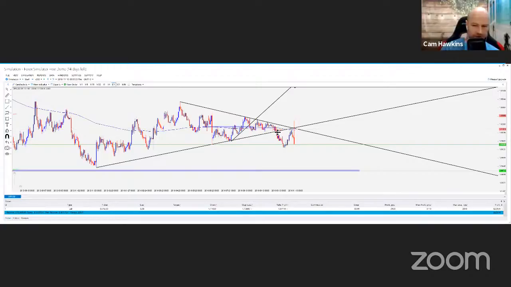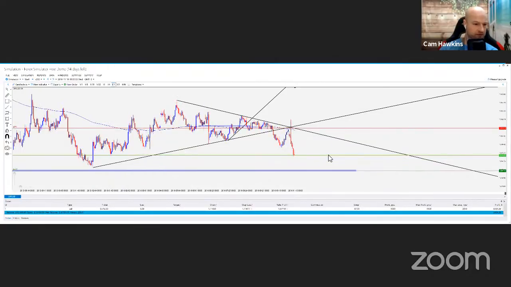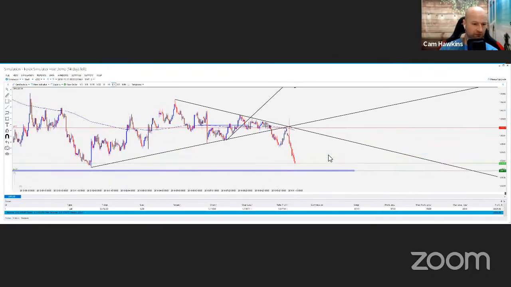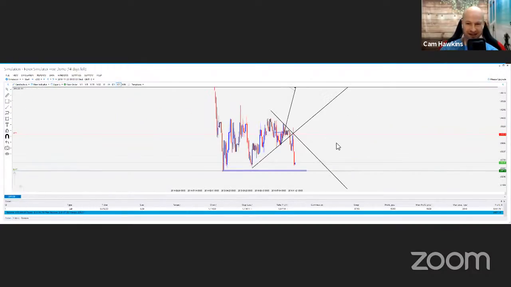Okay, so you're still in the first trade here, guys, if you're coming in late. He's still in his first trade, and it's running at 5% profit at the moment. See how it looks on the weekly.